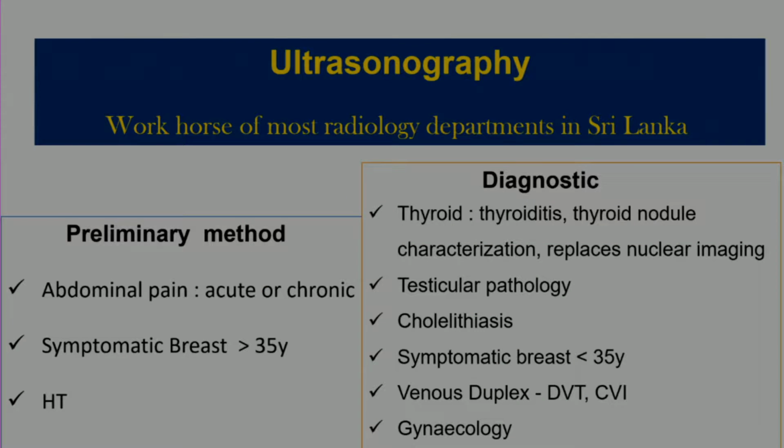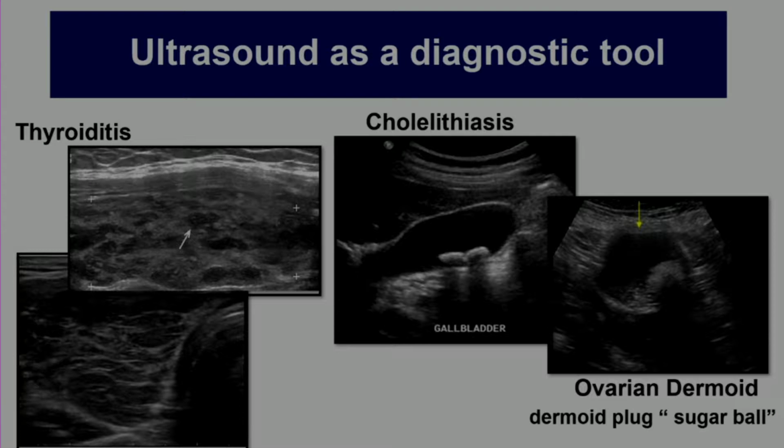So, when you talk about ultrasound as an imaging method, it's the workhorse of most radiology departments in Sri Lanka. And it is diagnostic in superficial organs like thyroid, testicle, scrotum, and gallbladder, and of course breast, in those less than 35 years, symptomatic breast. It's not a screening tool. And venous duplex for DVT and chronic venous insufficiency, you don't have to go for any other thing unless you are trying to put an IVC filter for that patient. And gynecology, some of the things, as a diagnostic tool.